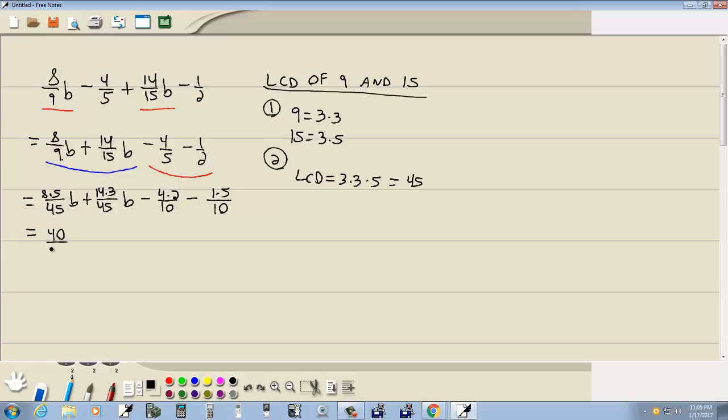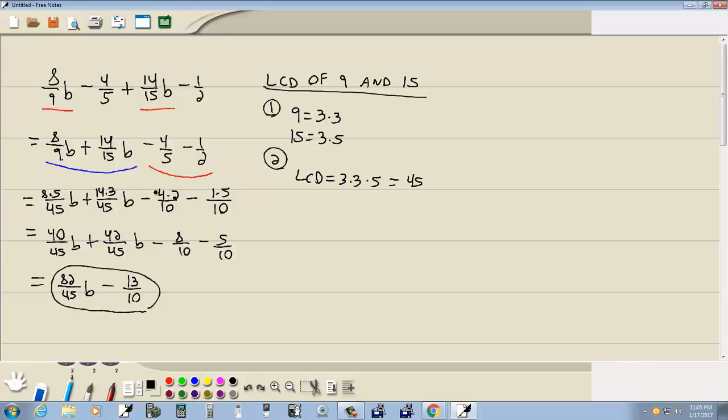So that's going to give us 40 over 45 b plus 42 over 45 b minus 8 over 10 minus 5 over 10. Now since they have the same denominators, we can combine together the top parts. 40 plus 42 is 82, so 82 over 45 b, minus. Negative 8, negative 5 is negative 13 over 10.